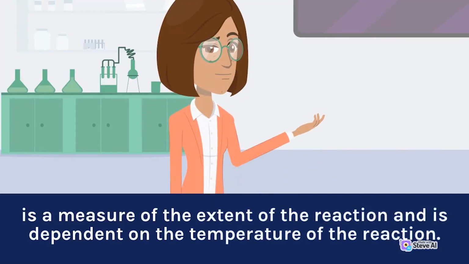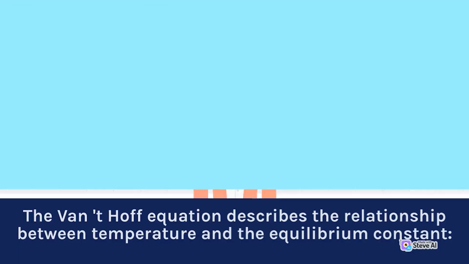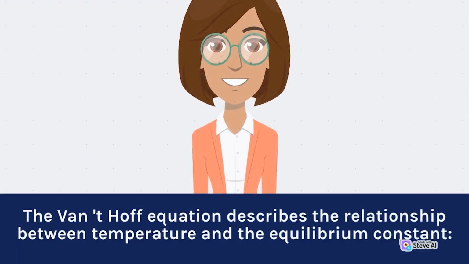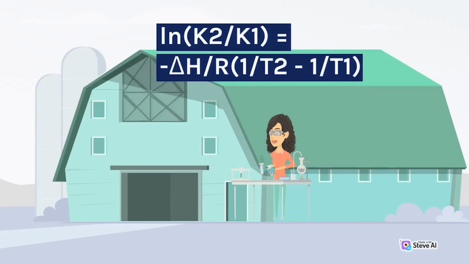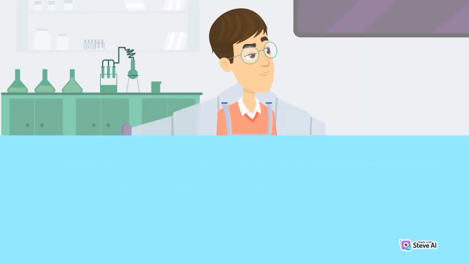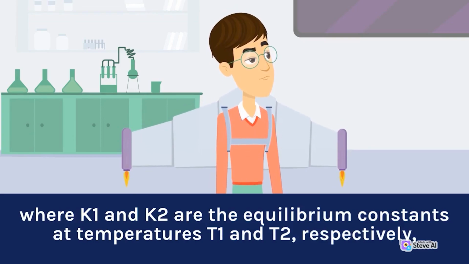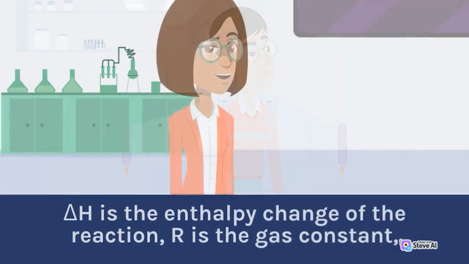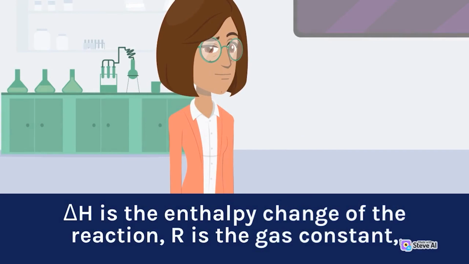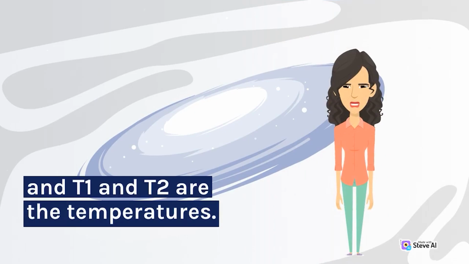Measure of the extent of the reaction and is dependent on the temperature of the reaction. The Van 't Hoff equation describes the relationship between temperature and the equilibrium constant. ln(K2/K1) equals ΔH/R times (1/T2 minus 1/T1), where K1 and K2 are the equilibrium constants at temperatures T1 and T2, respectively. Delta H is the enthalpy change of the reaction, R is the gas constant, and T1 and T2 are the temperatures.